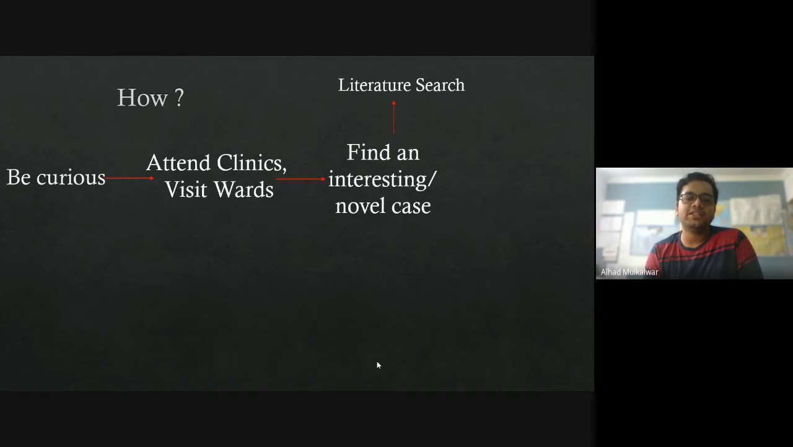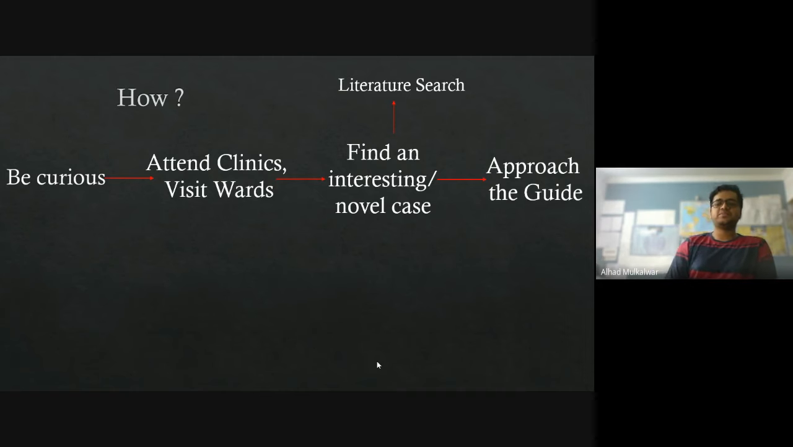Now, how to do a literature search is a whole new topic in itself. Definitely, you can learn to use PubMed. It's a very effective tool. It's really fun once you understand how to use it. So then, once you are done with your literature search, you know, okay, this is something which has not been recorded, it has not been documented, and this is something new. So then, let's do something about it.